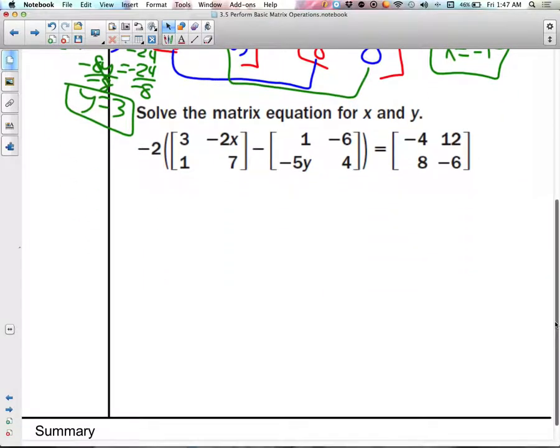Alright, here's another example. We've got pretty much the same thing. You've got two matrices being subtracted inside, and then that answer is being multiplied by a scalar, and that should equal this matrix on the right side. So let's go ahead inside the parentheses first, your order of operations, and we will subtract these two matrices.